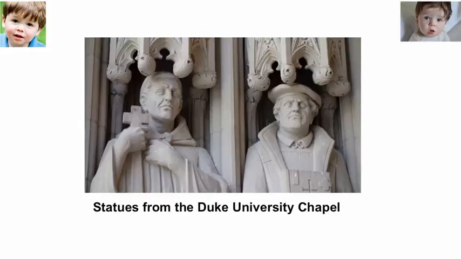I end this review with the picture of these statues, which are part of the Duke University Chapel. More people watching over us. As they watch us, we watch them.